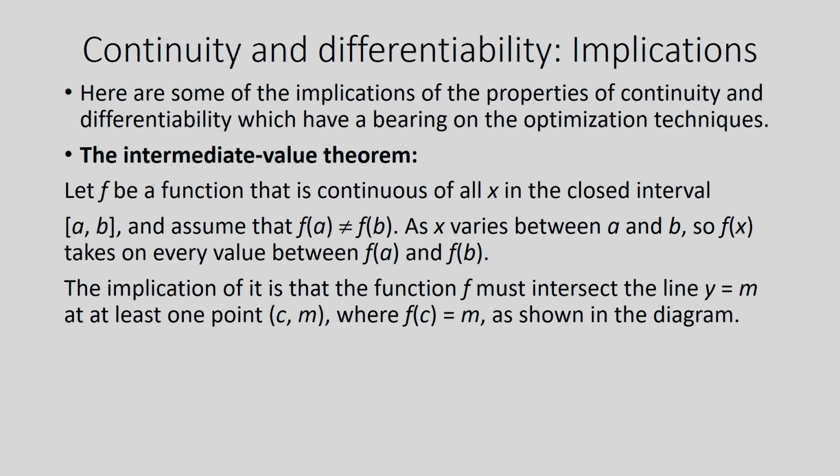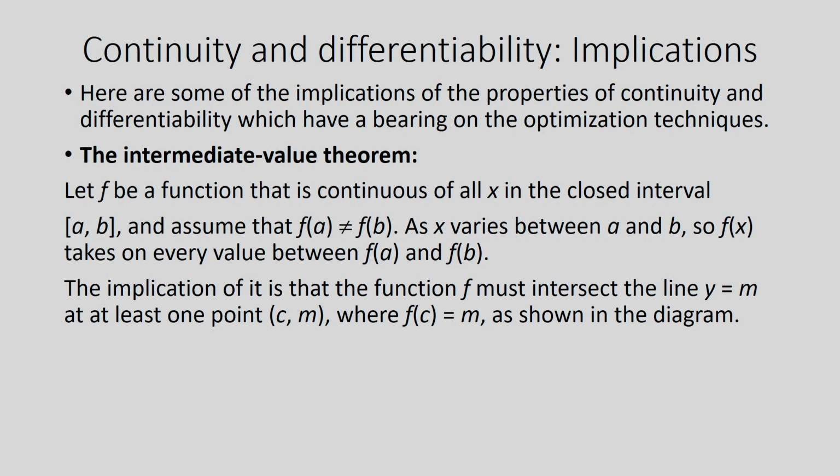Now, we look at the implications of continuity and differentiability from a theoretical point of view. Here are some implications of the properties of continuity and differentiability which have a bearing on the optimization techniques. So, after this we are going to look at how to optimize a particular function. So, how to maximize a function for example, or minimize a function. Now, if you want to do that, then certain theoretical results are important, right, and those results are derived from the properties of continuity and differentiability. So, here we are going to talk about those important results and theorems.